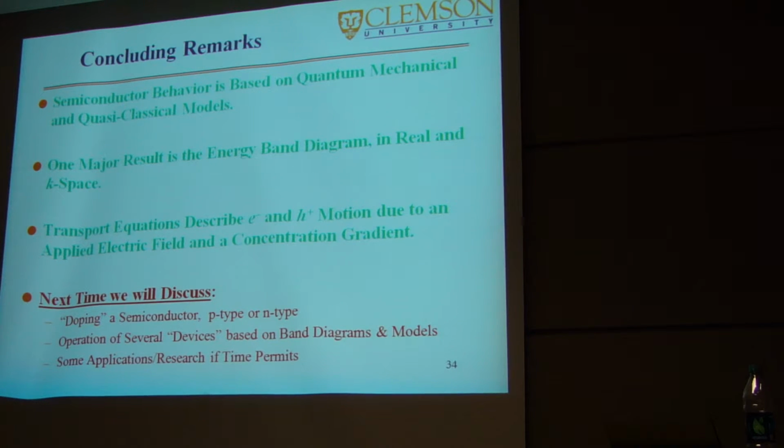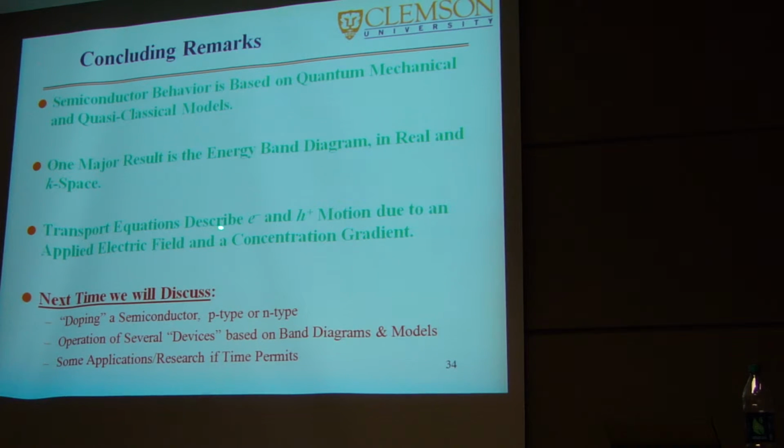So my concluding remarks are, semiconductor behavior is based on quantum mechanical and quasi-classical models. I didn't really talk too much about this, but when we developed the models I just showed you, we used this, but we simplify it a little bit by using quasi-classical models that make things a little bit easier to work with. One major result from all this is the energy band diagram in real space and K-space, which is crucial in understanding how a device works. And we'll do that next time, looking at some diodes and transistors and structures that we use in electronics and how you can understand them from the band diagram.